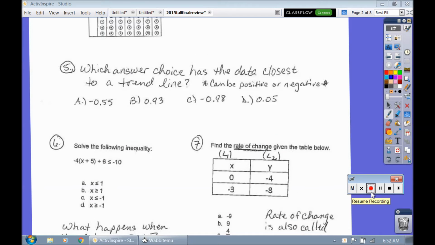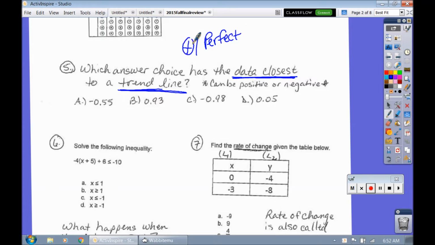Which answer choice has the data closest to a trend line? So we're talking about an R value given a scatter plot. This answer can be positive or negative. A positive 1 R value means it is a perfect positive line. And if you have a negative R value of -1, that is a perfect negative line. Which answer choice is closest to either +1 or -1? Your answer can be either one. And if you look at these two answers here, you will notice that -0.98 is actually closer to -1 than 0.93 is to +1.